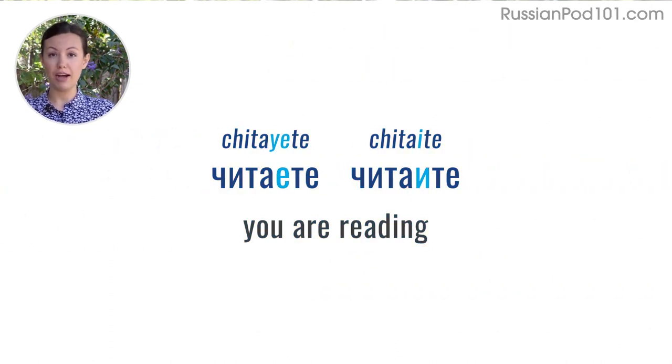Which is the right vowel to put here? Е or И? In rapid speech, Е and И in the unstressed position sound the same. But if you know the right conjugation of the verb читать, you wouldn't hesitate. Е is the right vowel to put here. Читаете.